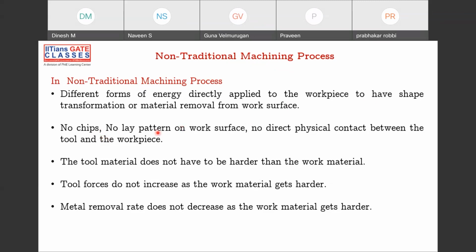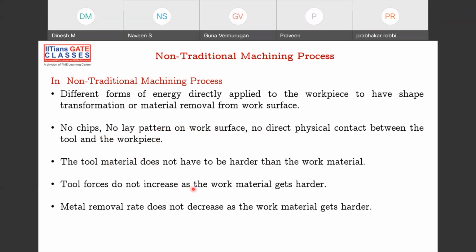No lay pattern. Lay pattern in the sense, if you're doing turning, what happens? There are some feed marks that are left on the turned piece, and that kind of pattern will not be formed here, and hence the surface roughness is very good in this case. No direct physical contact between the tool and workpiece. That is what I was talking about. Tool material need not be harder than the workpiece. That is also what I have told.